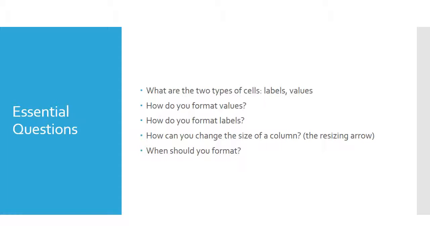So let's review our essential questions for this. We covered the two types of cells, labels, which is your letters or your text, and your values. We also talked about how to format both labels and values and how to do that, and I hope you stopped it and practiced. We learned about the resizing arrow, which just looks a little bit like that. I hope you draw it a little better than I do. And then when should you format? We type all those numbers in and then we format. Now there are some auto formatting tools in there, but we usually wait and do that after we learn the long way so that we can know how to master Excel.